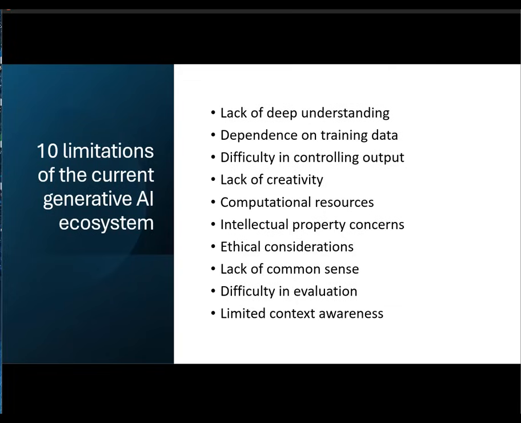Generative AI models also may have difficulty understanding and adapting to the broader context and purpose of generated content. As the generative AI ecosystem continues to evolve, researchers and developers are working at addressing these limitations to improve the quality control and reliability of generated content.